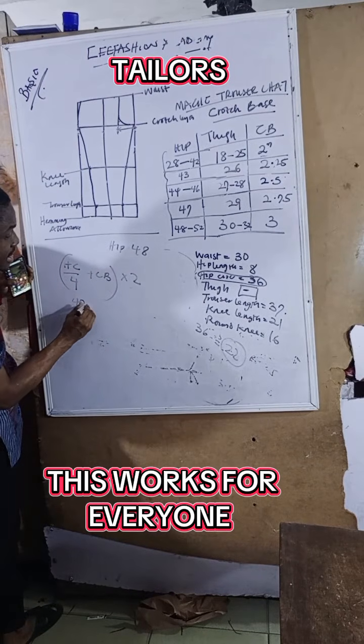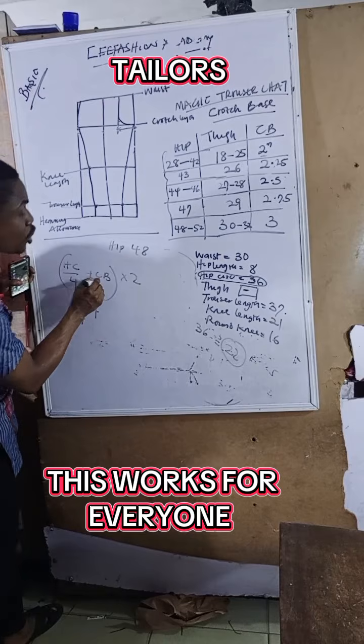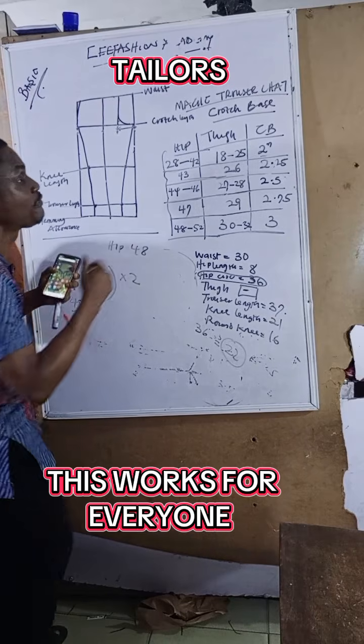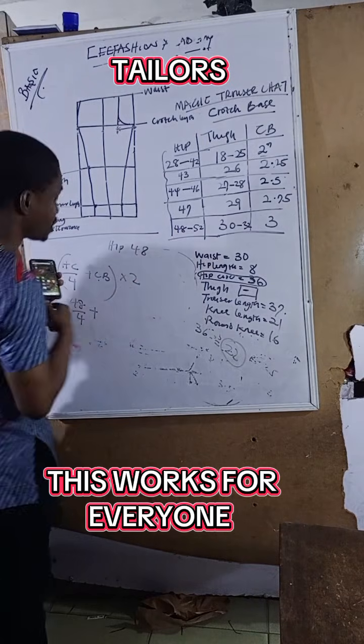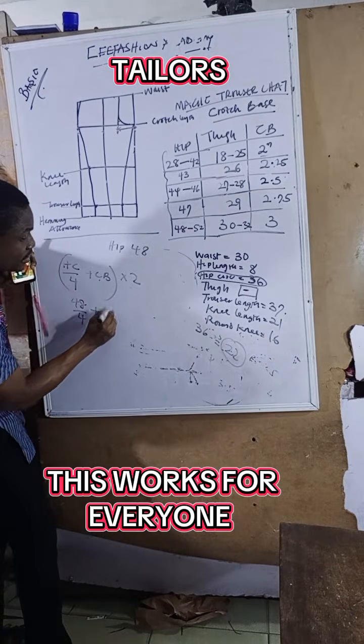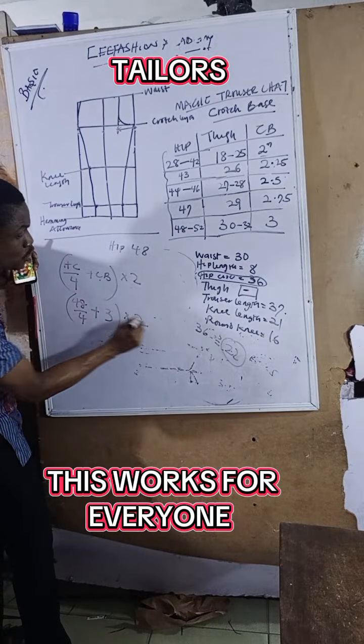So let's go. The hip circumference is 48 divided by 4 plus the crotch base. Let's check what the crotch base is for a hip of 48. As you can see, for a hip of 48, it is 3 inches. So plus 3, bracket open, bracket close, times 2.